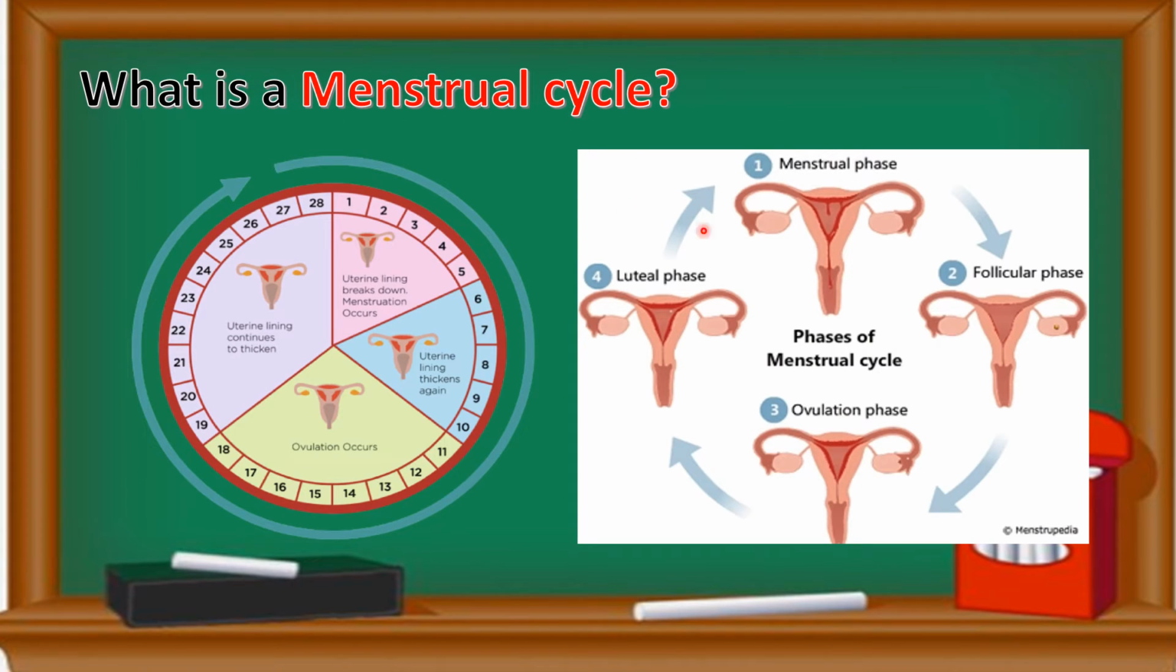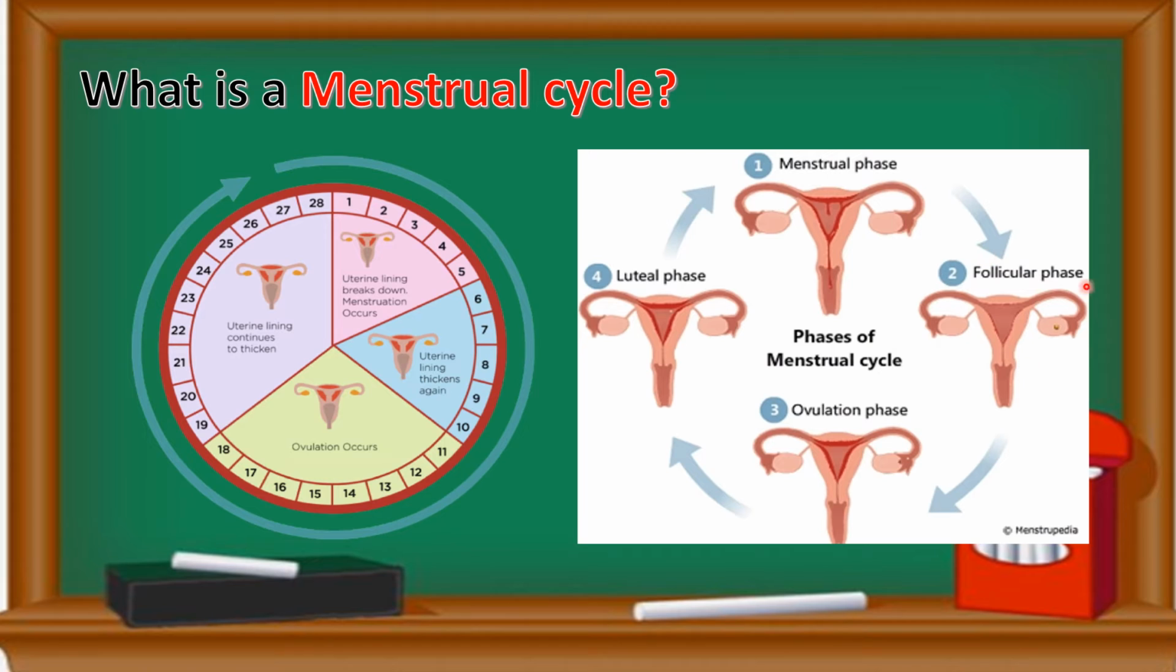So there are 4 phases of your menstrual cycle. The first part here is the menstrual phase. During the menstrual phase, which is from the 1st to the 5th day, the uterine lining breaks down and menstruation occurs.